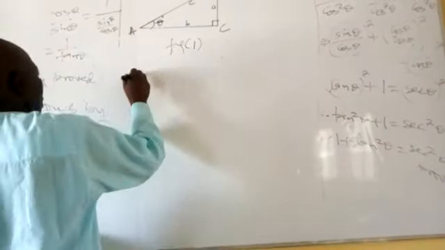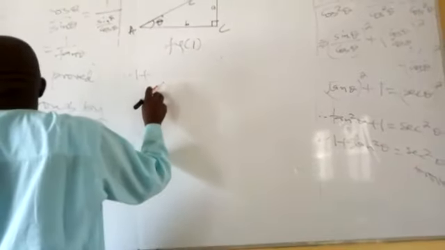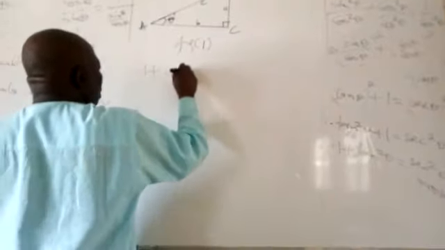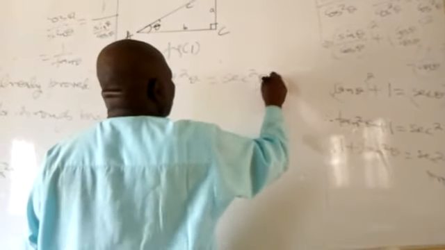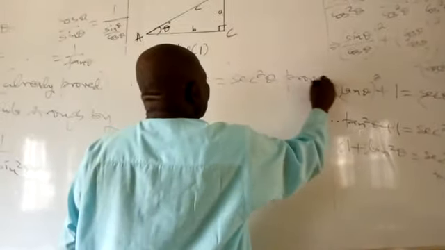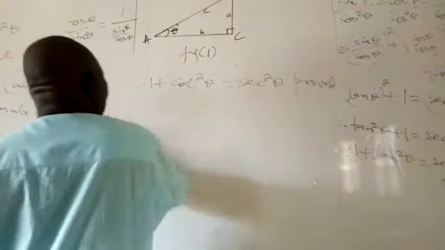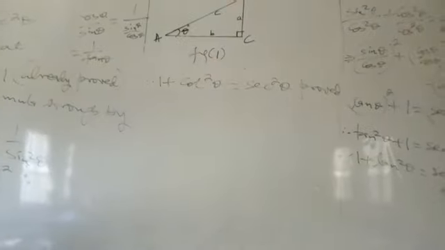Therefore, 1 plus cot square theta is equal to cosec square theta, proved. So, that is that. These are the 4 trigonometric formulae.